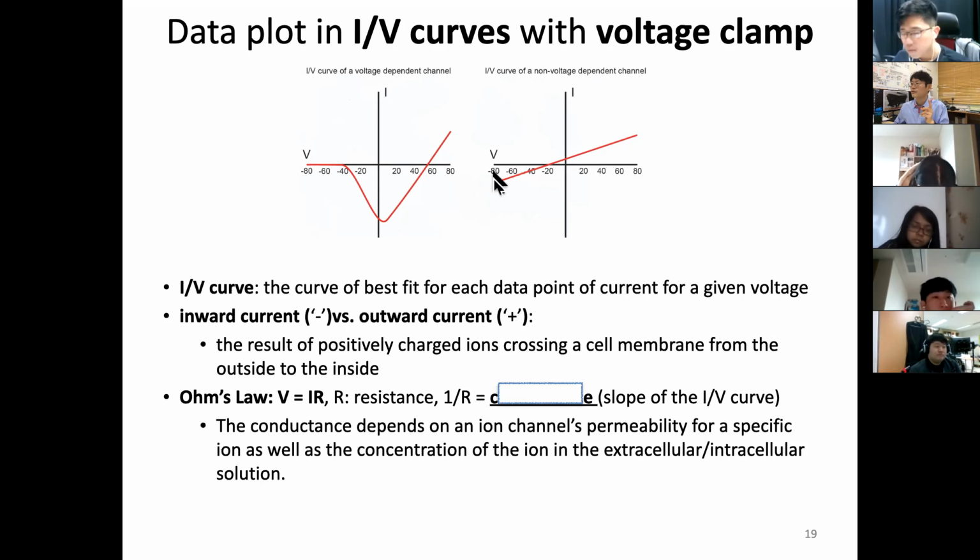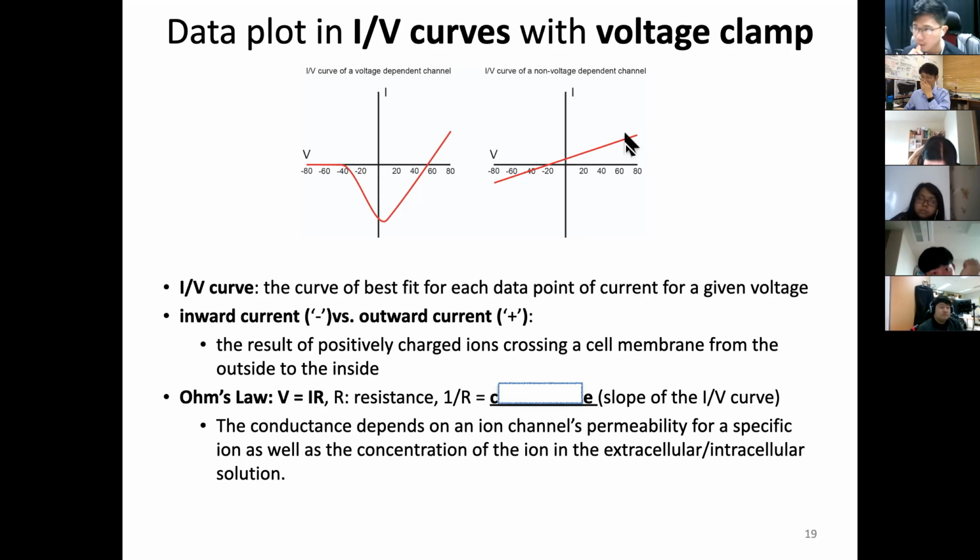another looks like V and I are linear. Okay, so this IV curve is a curve of the current data point for each given voltage. So we are talking about the voltage clamp method. And inward current is by convention negative, outward current is positive. So that's the result of positively charged ions crossing the membrane from outside to inside. That's inward current. That's negative here.